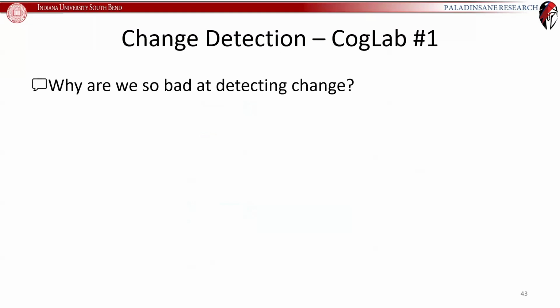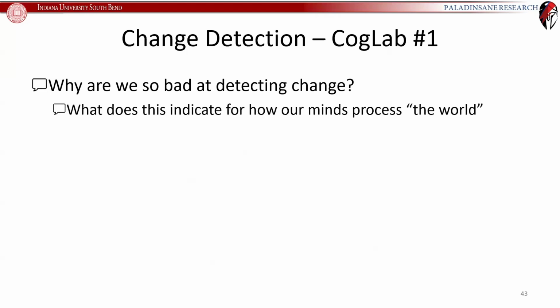All right. So, question now. Let's take a little bit of time and see if we can unpack and elaborate on these results from Cog Lab. So why are we so bad at detecting change? AKA, what does this indicate for how our minds process the world? So any ideas about why it is that we don't have these super change detectors built into our minds?